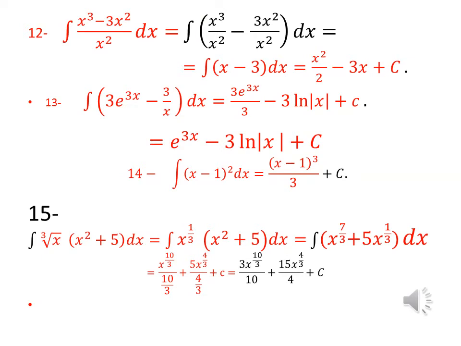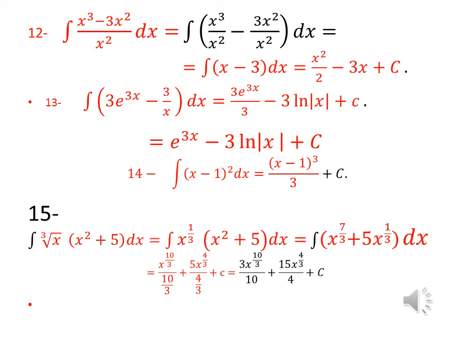Continuing our examples. Example number 12. Integration of (x^3 minus 3x^2) over x^2. Like the previous example, distribute the numerator over the denominator: x^3 over x^2 minus 3x^2 over x^2. The result: x^3 over x^2 is x, and 3x^2 over x^2 is minus 3, only one minus. So integrate term by term. x gives x^2 over 2, plus the integration of 3, which is 3x, plus c.